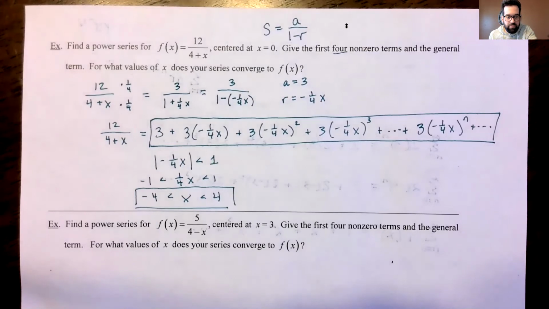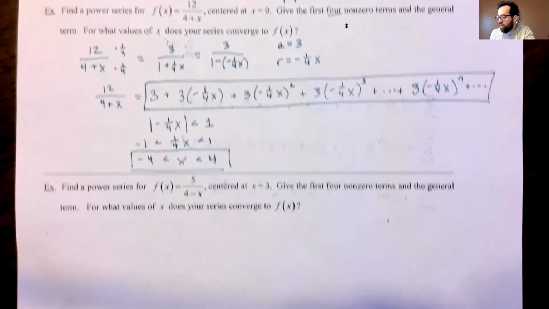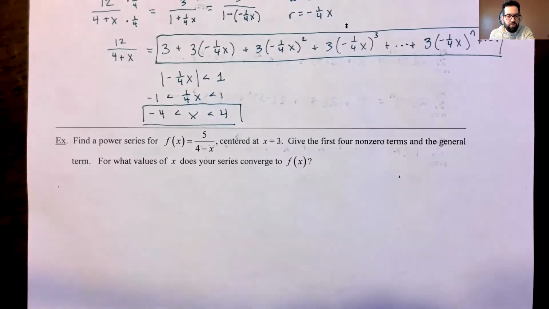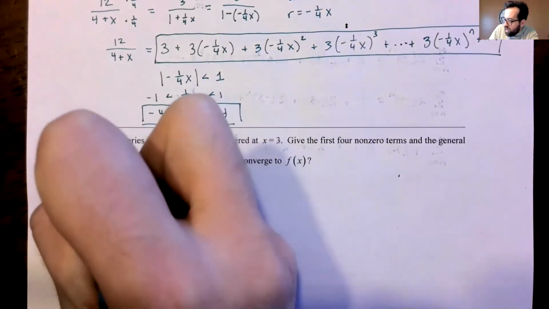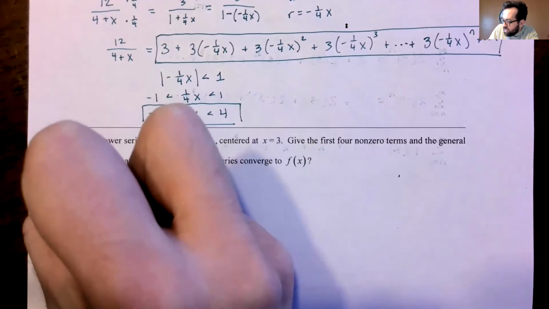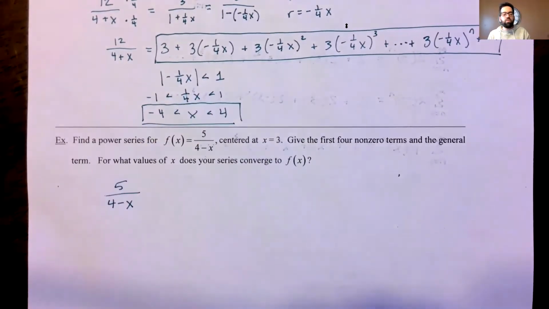Okay? All right, let's try one more. Find a power series for f of x equals 5 over 4 minus x centered at x equals 3. Give the first 4 non-zero terms and the general term.